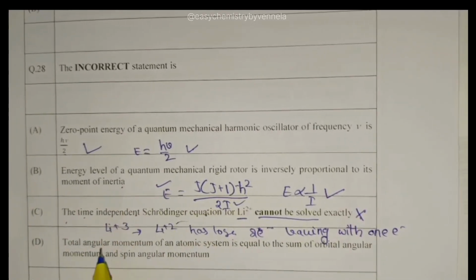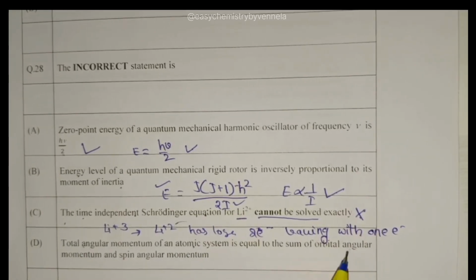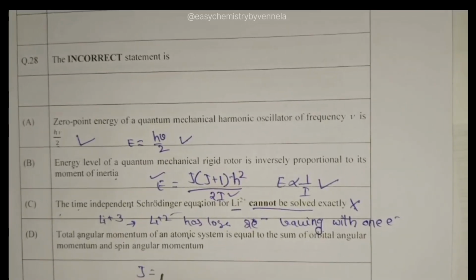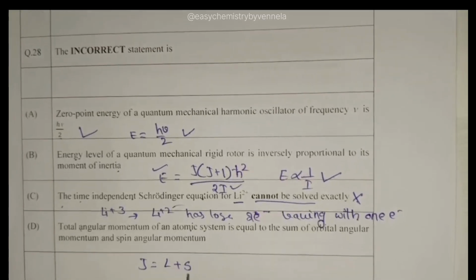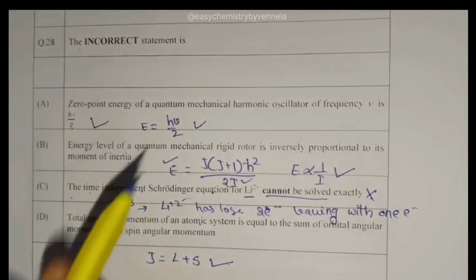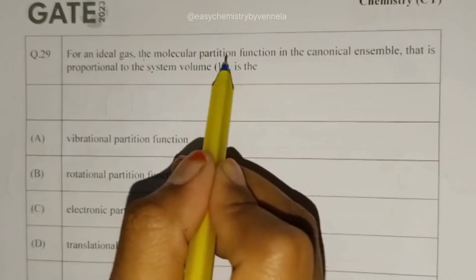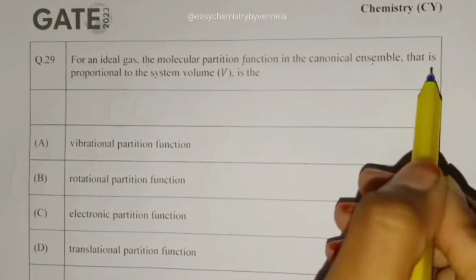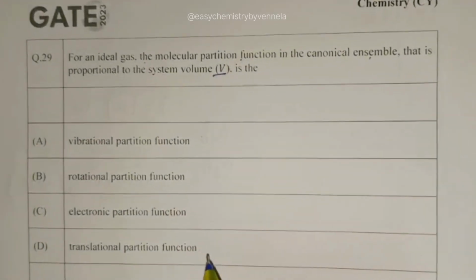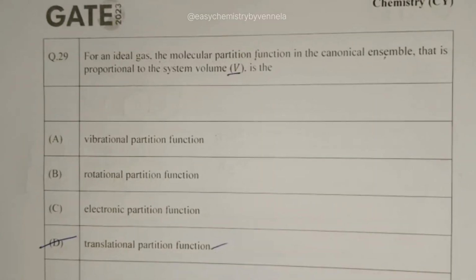Next, the total angular momentum of an atomic system is equal to the sum of orbital angular momentum and spin angular momentum. Here J is equal to L plus S. This is also a correct statement. Our question is, what is the incorrect statement? Here option C. For an ideal gas, the molecular partition function in the canonical ensemble that is proportional to system volume V is. This is a direct question. So here option D, translational partition function. Next question.